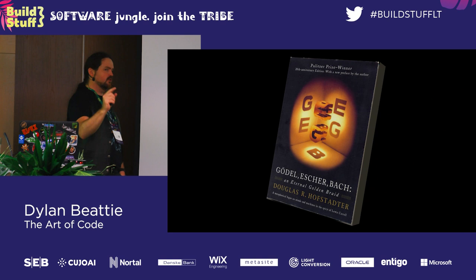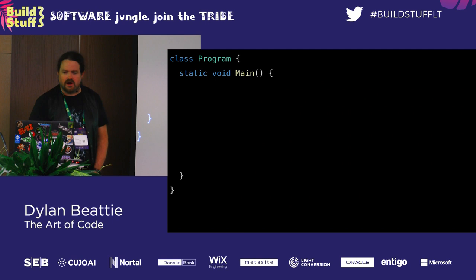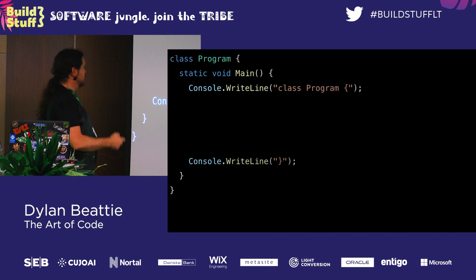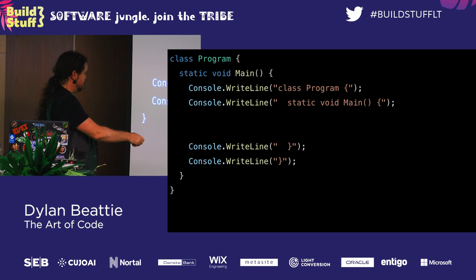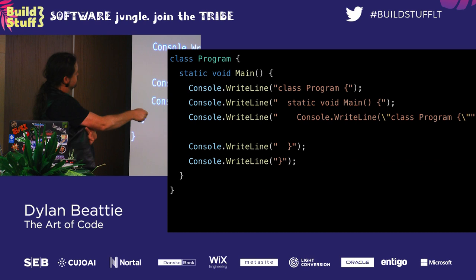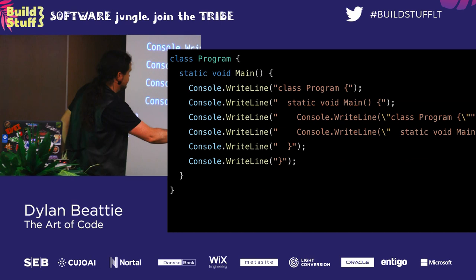So we're going to do one now. We're going to build a quine right here in C Sharp. I'm going to start with this class Program, and I'm going to write line Program, and I'm going to close my brackets down here. And static void Main, I'm going to close down here. But now hang on, because I need to Console.WriteLine the class Program, but I need to Console.Write. And you very rapidly get tangled up in your own logic.